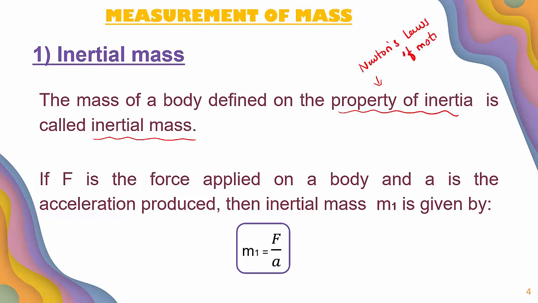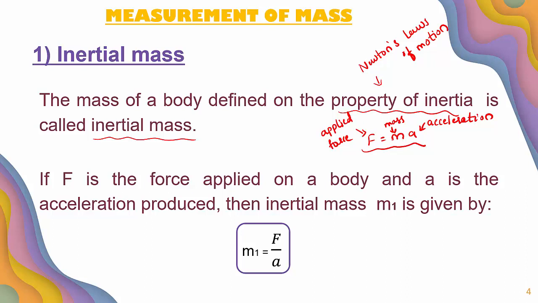In Newton's laws of motion, you have studied in Newton's second law of motion the equation F equal to ma. So F equal to ma. F indicates applied force, m indicates mass of an object and a is acceleration. Right?